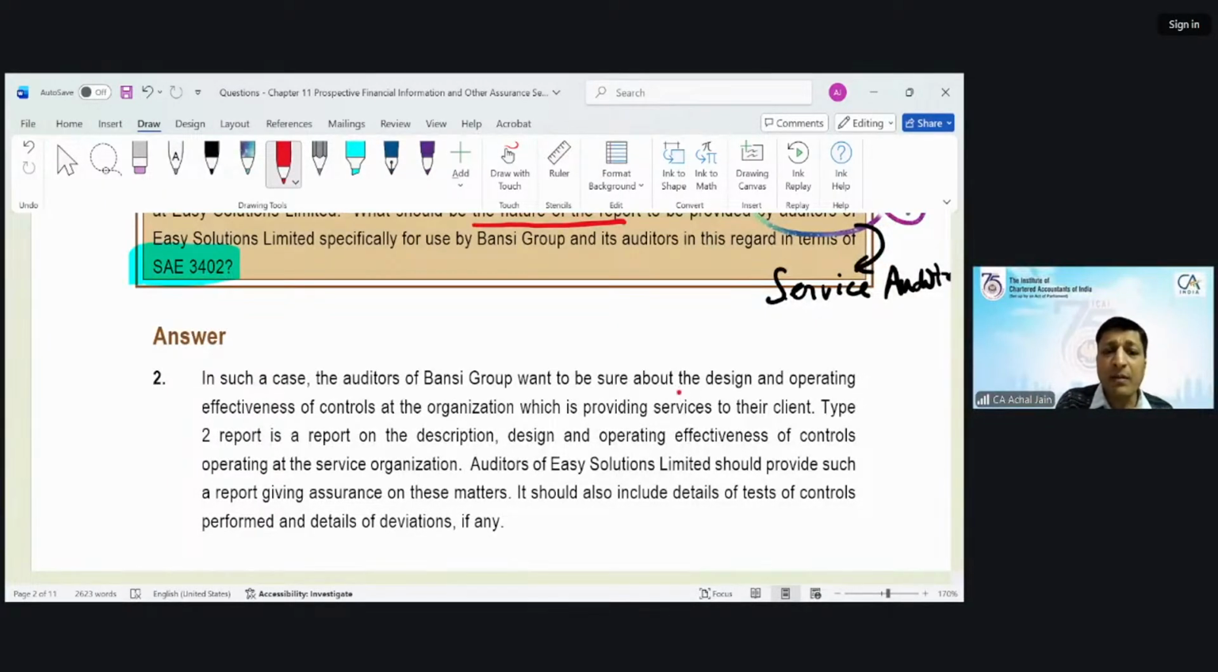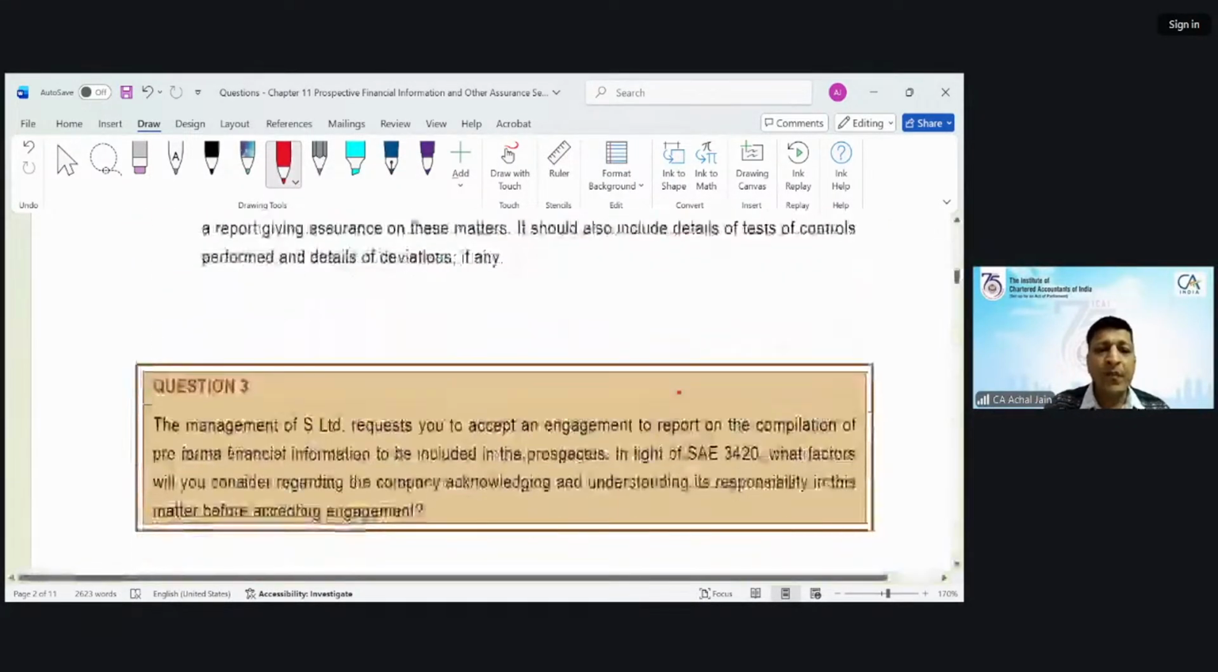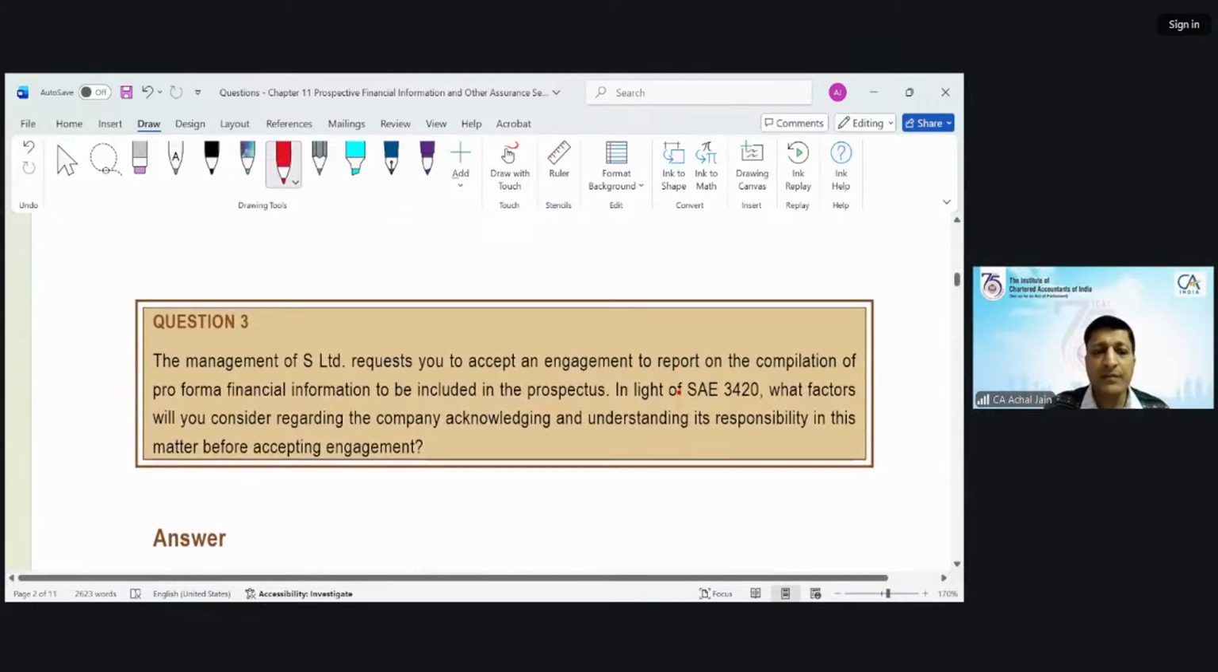You have this requirement coming from the user entity auditor about the design and operating effectiveness of controls in respect of these solutions. When you talk about design and operating effectiveness of controls, this is what you get in case of a Type 2 report, not in case of Type 1, because Type 1 only talks about design. Type 2 talks about operating effectiveness. That's why it is a Type 2 report. Moving further, let's look at the next one.